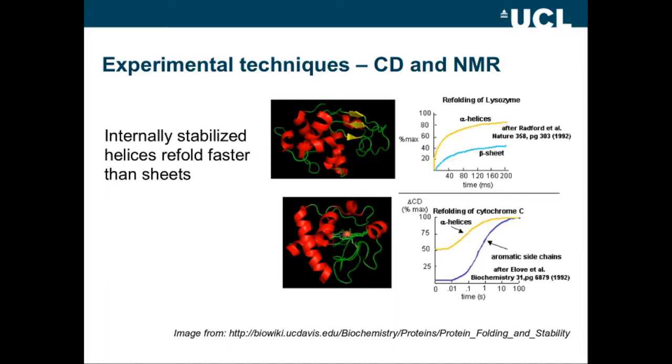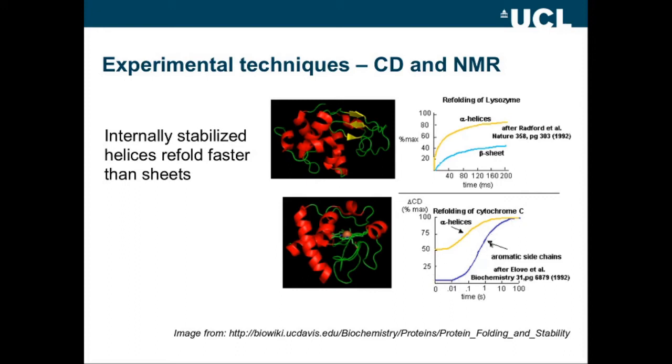So the top example of lysozyme is monitored with NMR. We see over time that beta sheets are starting to form, and alpha helices start to form more quickly. This bottom example uses CD, and this is an all-alpha protein, and what we see is that the alpha helices start to form very quickly and plateau out to 100% formation here.